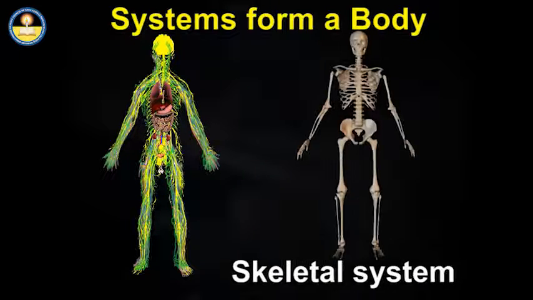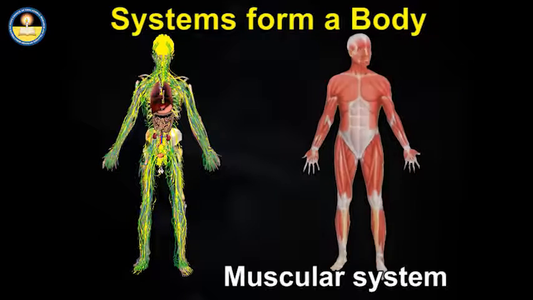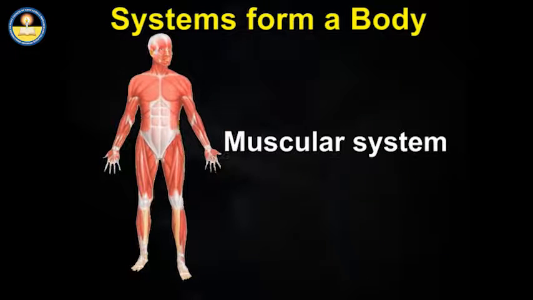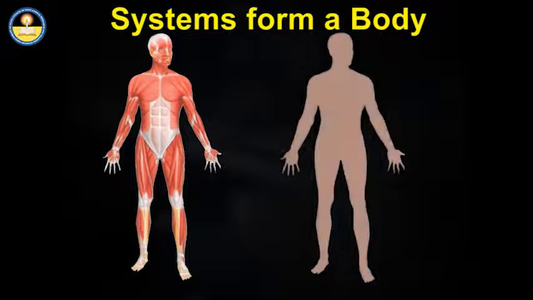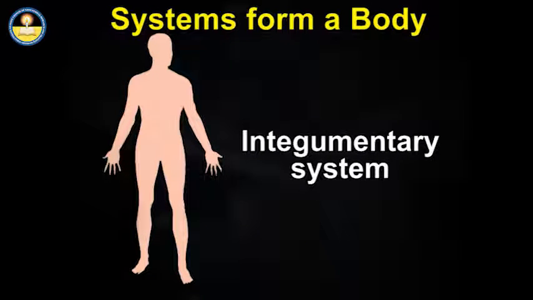The skeletal system provides a framework to our body and protects our delicate internal organs. Along with the skeletal system, muscular system works to provide movement of our body organs. In fact, the skin is the largest organ in the human body that forms the integumentary system.